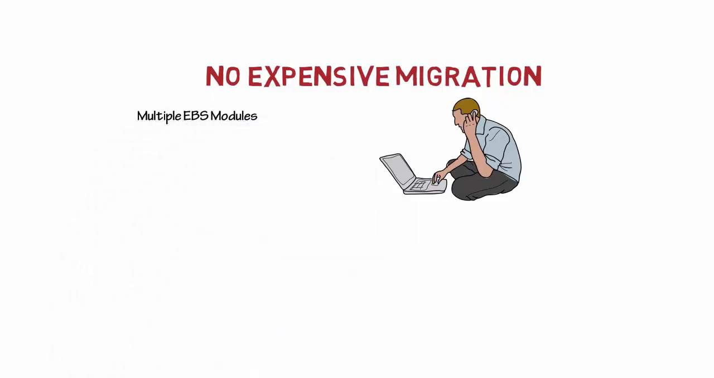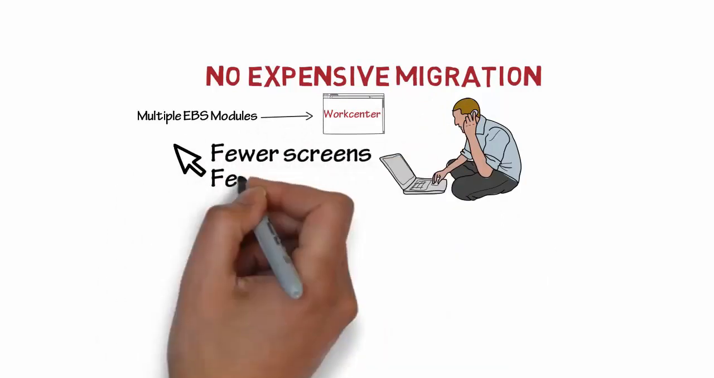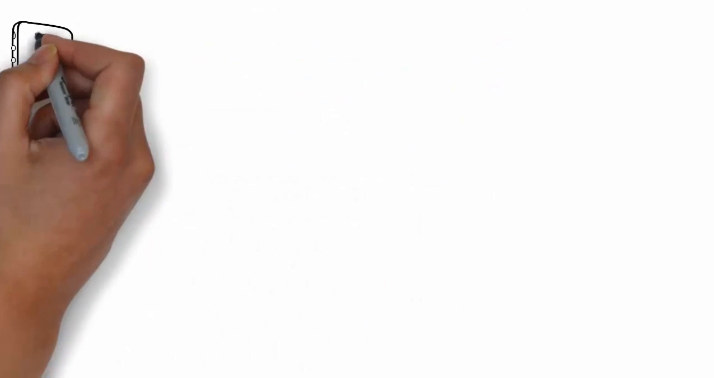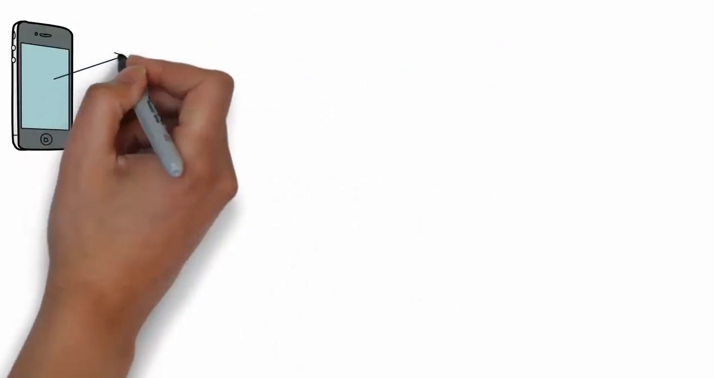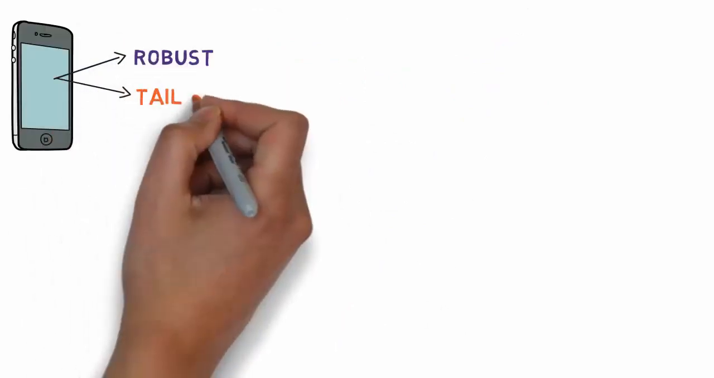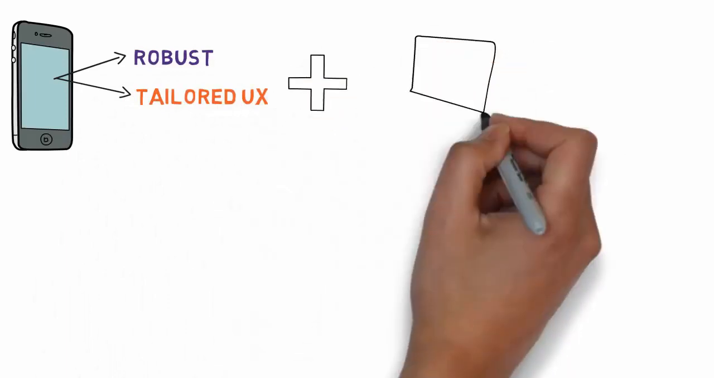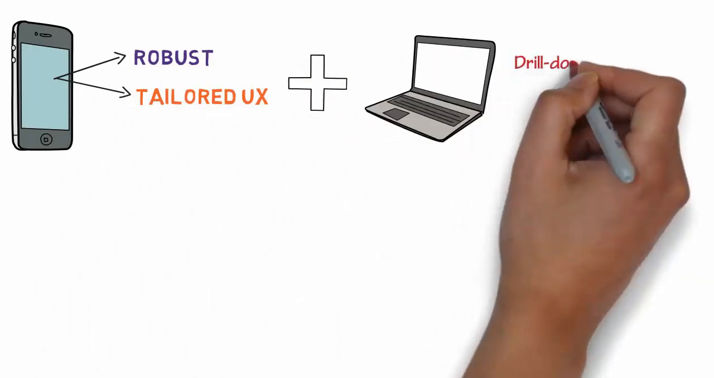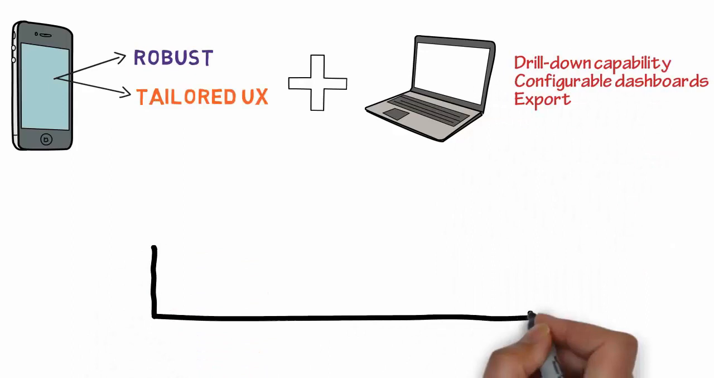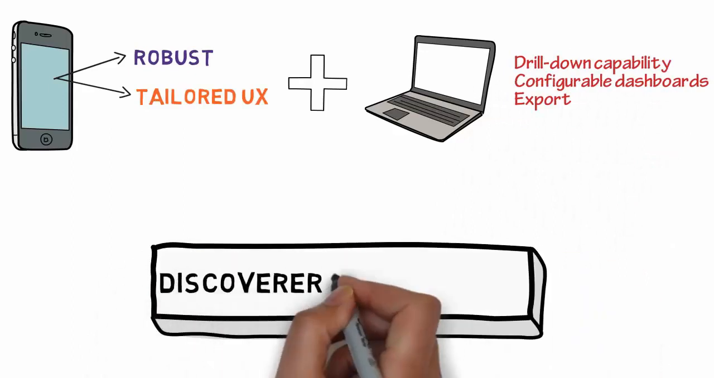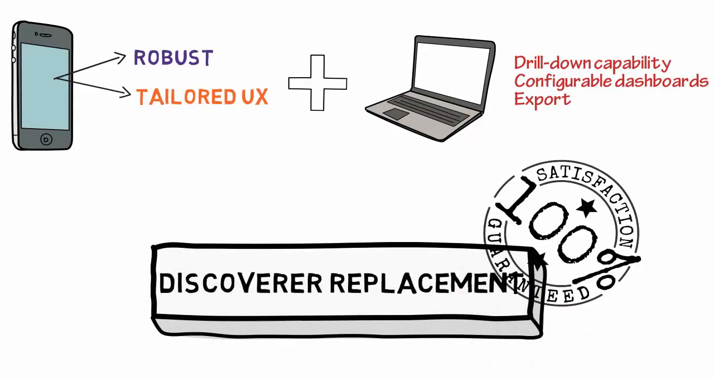Users can transact with multiple EBS modules in one view, called a Workcenter, completing high-volume transactions with fewer screens and fewer clicks. For users in the field, CloudIO's mobile interface provides a robust, tailored user experience that is compatible with any mobile device. With drill-down capability, configurable dashboards, and export, CloudIO is a cost-effective replacement for Discover reports.